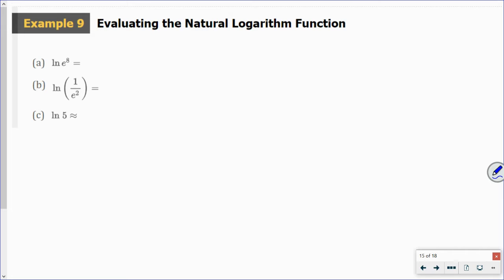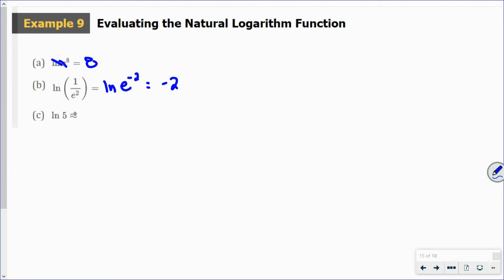So some of those properties that we've worked with or seen with logarithms can really shorten how you handle logarithms. Okay, evaluate the natural logarithm function. Here, just using some of those properties, this ln and this e cancel each other out. So you can show that, and then you get 8. I can rewrite this one to be a little bit helpful. If I move this to the top, that's ln e to the negative 2. And again, your ln and your e cancel, so you get minus 2.